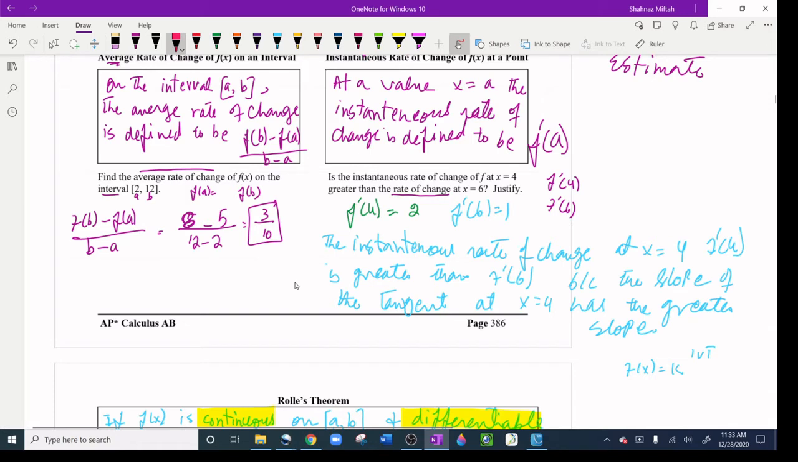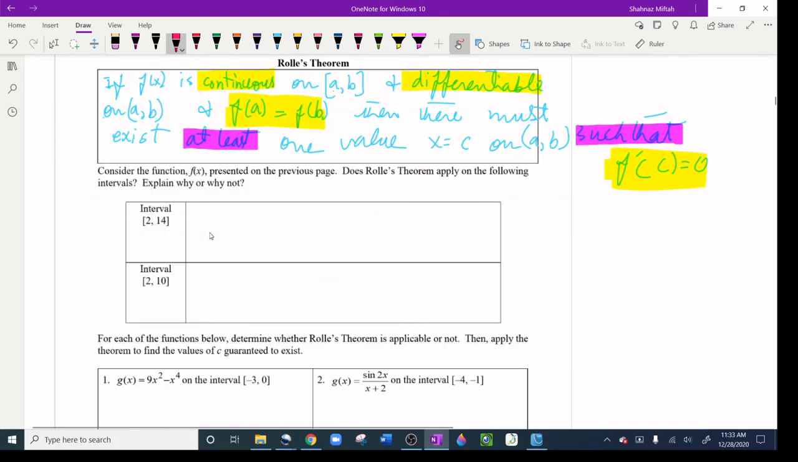The third condition is f of a equals f of b? For example, is f of 2 equal to f of 14? We're going to check that. 2 is right there and the y value is 5. 14 is right there and the y value is 5. So yes, for both of them it's 5. So yes, Rolle's theorem is applicable in this first interval.